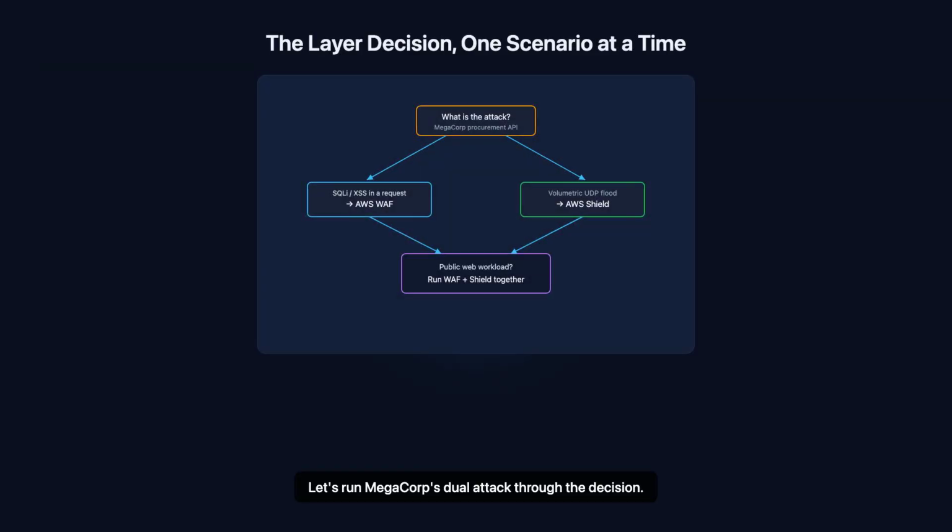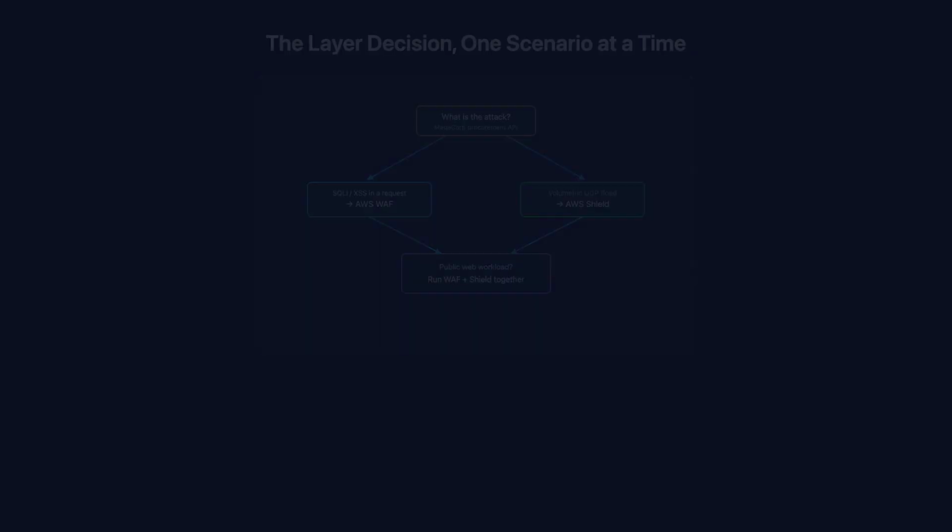Let's run Megacorp's dual attack through the decision. Start at the top with one scenario. What is the attack? Branch left, and it's SQL injection or cross-site scripting inside a request that routes straight to WAF. Branch right, and it's a volumetric UDP flood that routes to Shield. And because Megacorp's procurement API is a public web workload facing both threats at once, the 2 branches converge at the bottom. You run WAF and Shield together. Same scenario, 2 attacks, and neither service alone was ever the full answer.